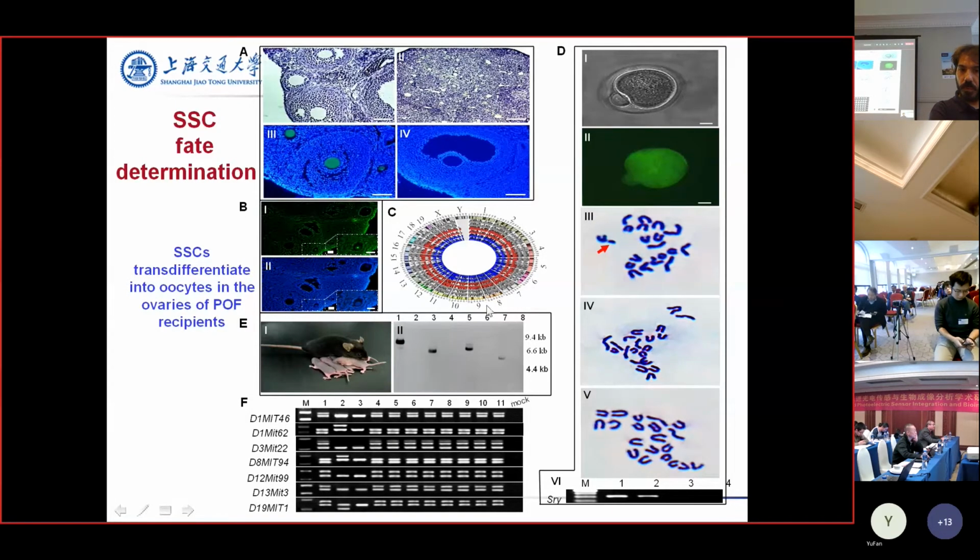We also tested the offspring with Southern blot, and can see the offspring come from the spermatogonial stem cells. We also took mature oocytes to examine chromosomes, and we can see that some of the mature oocytes include a Y chromosome and some include an X chromosome. This also indicates the oocytes come from the spermatogonial stem cells.